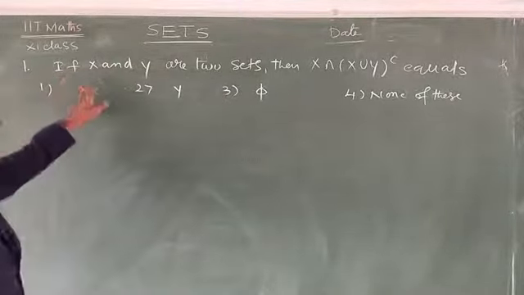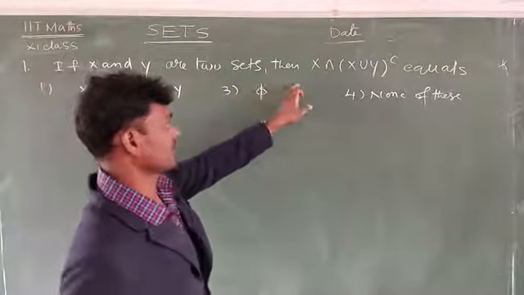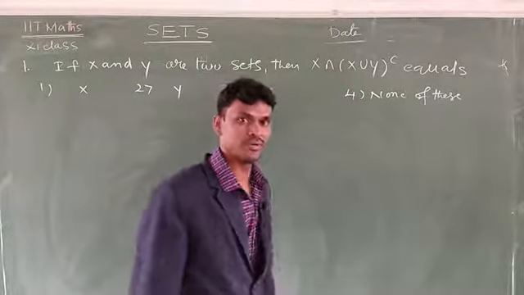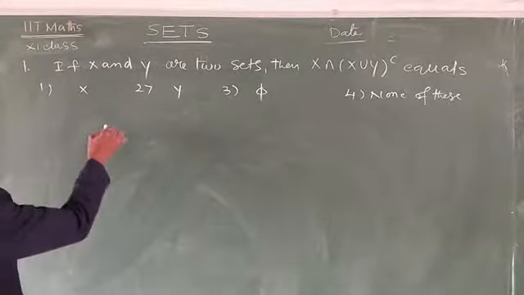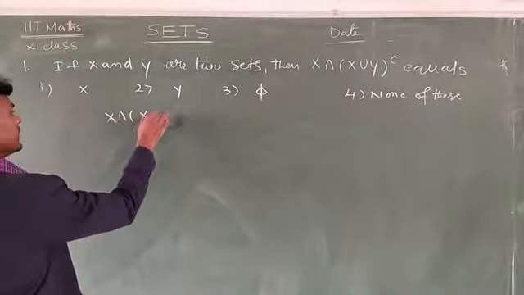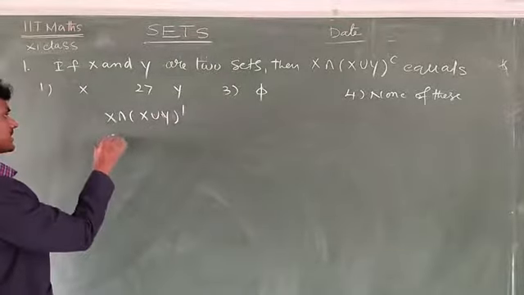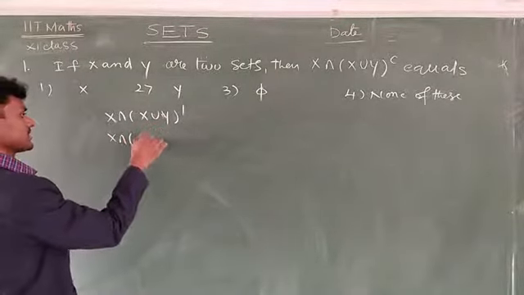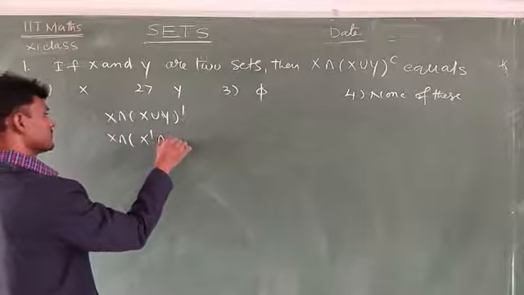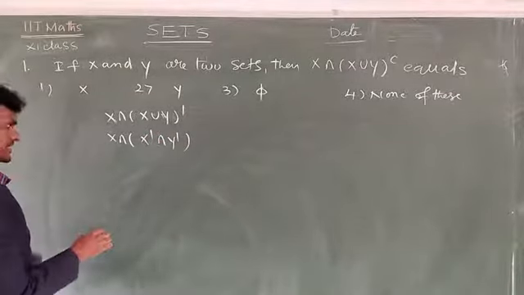First one: if X and Y are two sets, then (X ∩ (X ∪ Y))' is equal to? See here, we have to apply this property. This is written as X' ∩ Y', or X dash intersection Y dash.